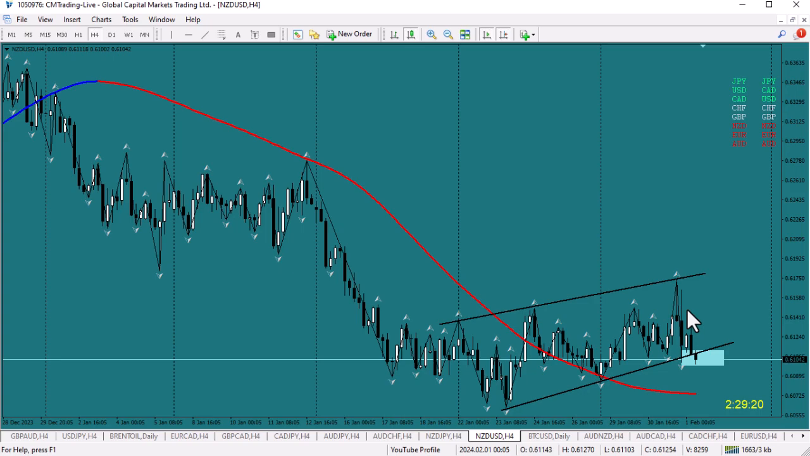But I like the setup. I like the continuation. I like the weakness of the New Zealand and the strength of the dollar. So if this can break and close below and maybe retest and give me a nice 1 hour or 4 hour reversal, I'll then look for some shorts.